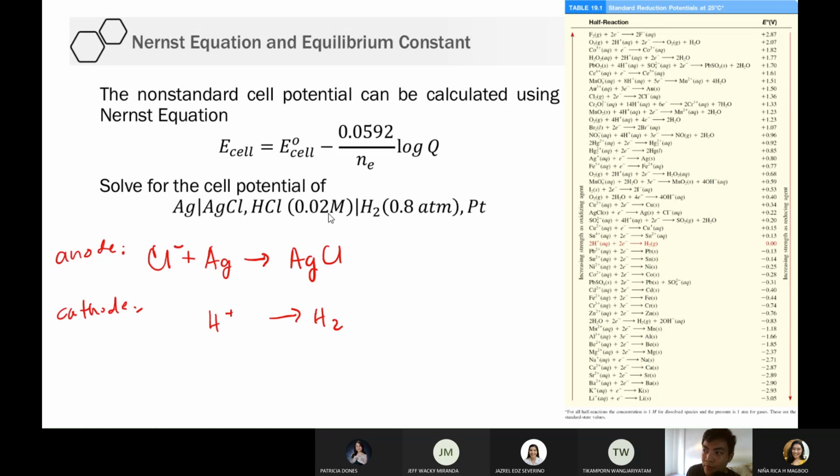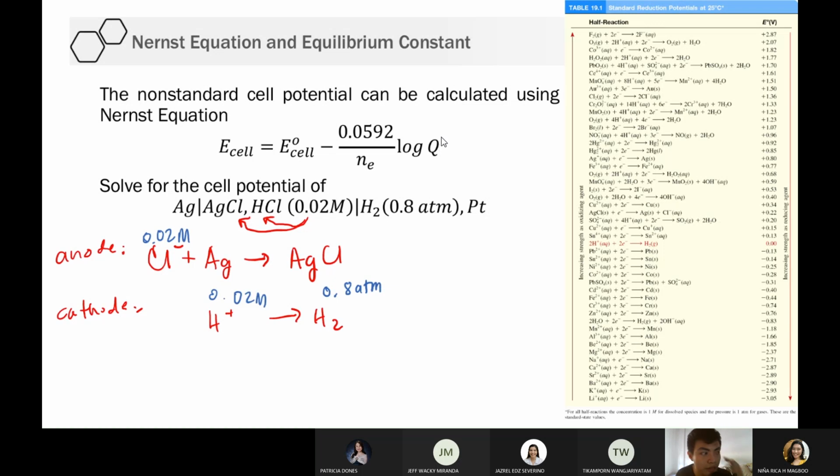Okay, so by the way, the concentration of H and the Cl is 0.02. Okay, so that means the Cl concentration is 0.02 molar, and then the H plus concentration is 0.02 molar, and hydrogen gas is 0.8 atm. Again, hydrogen gas can be written on the Q.